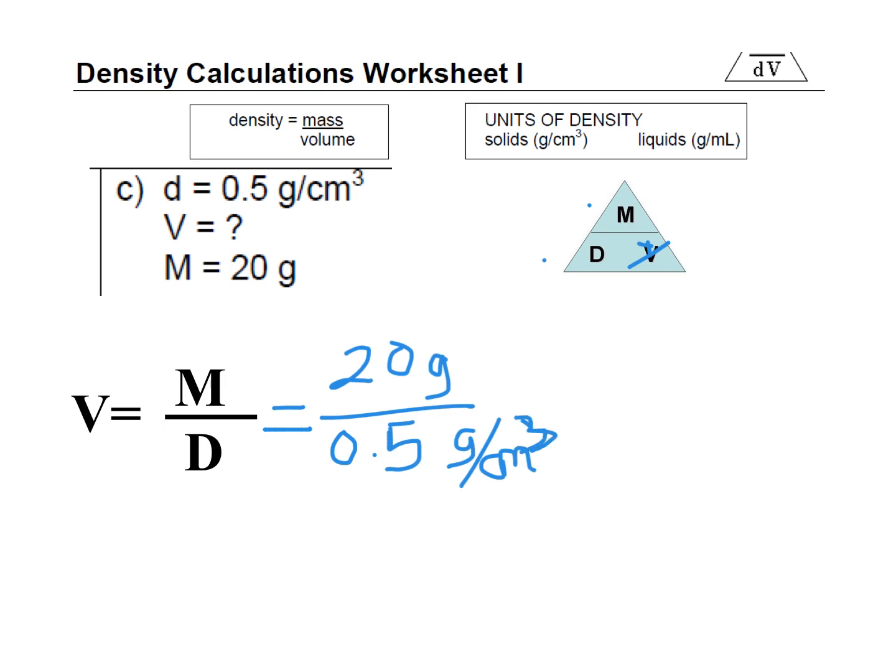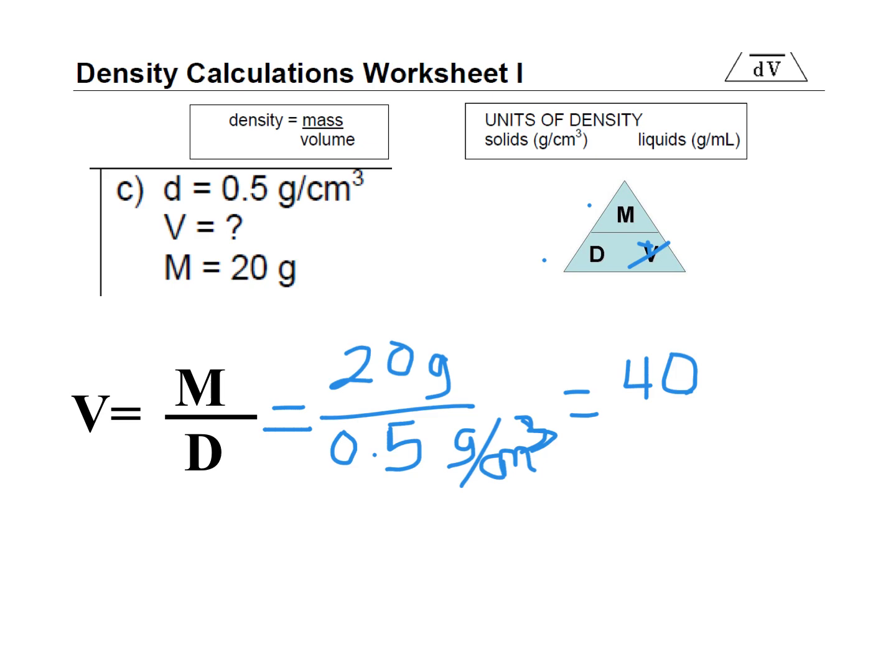Okay. So go ahead and use a calculator to check your work. Don't let little math mistakes bring your grade down when you can use a calculator for that support, okay? 20 divided by 0.5, you're going to get 40.